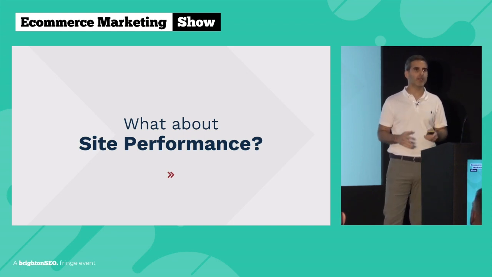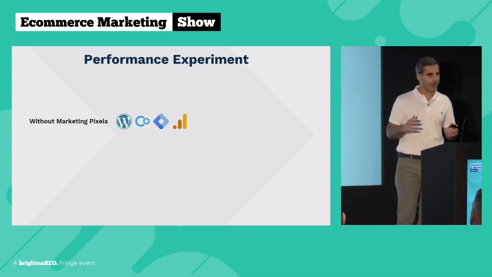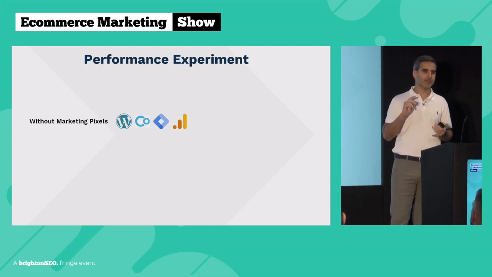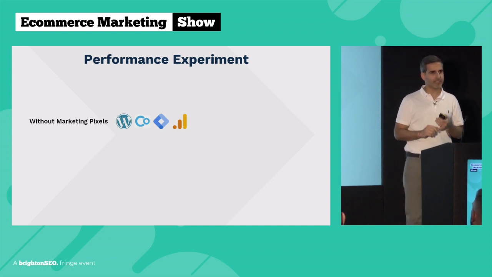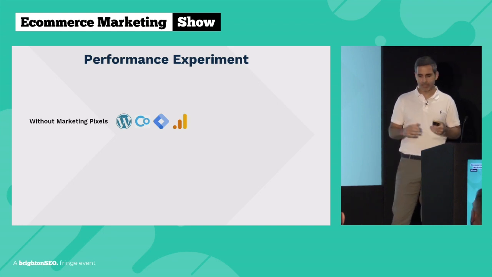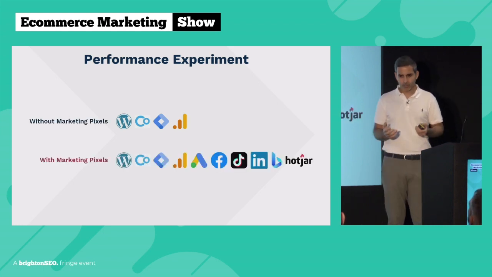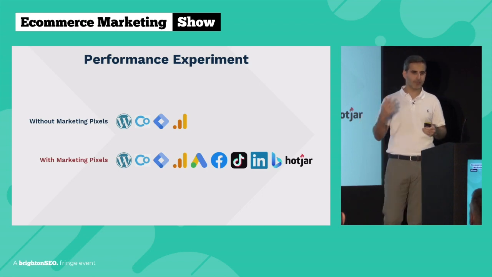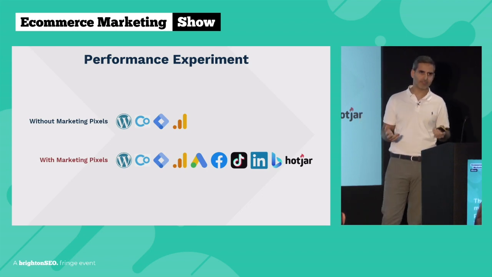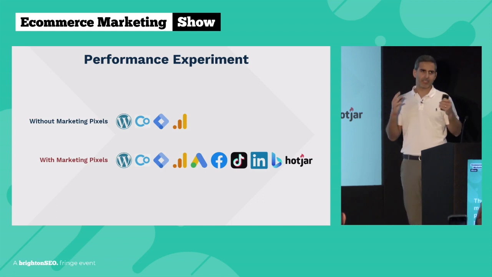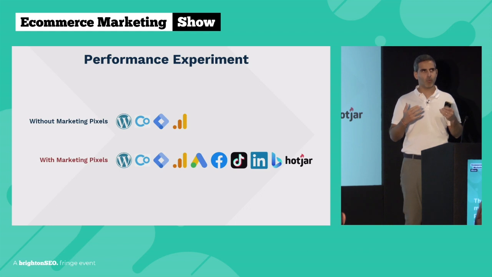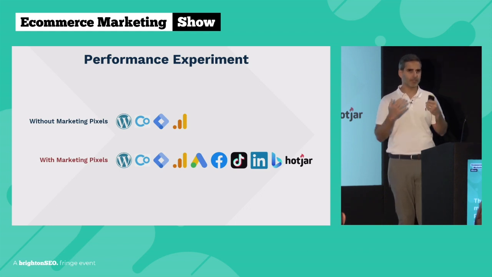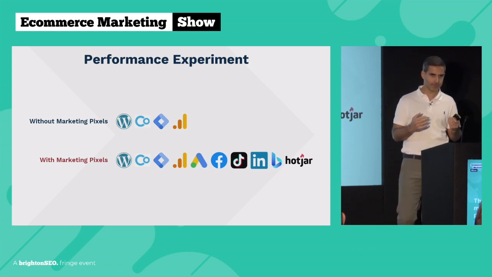And what I did is I built two different websites. One of them without marketing pixels, I just had CookieBot, which is your little annoying cookie consent banner. I used a WordPress site, and I just put on Google Tag Manager and GA4. And then I added another site which had all of that, as well as the Facebook pixel, TikTok pixel, LinkedIn, and several others, including Hotjar and Bing. And I wanted to see, from an SEO perspective, what is the impact on performance? Specifically, I was looking at core web vitals.